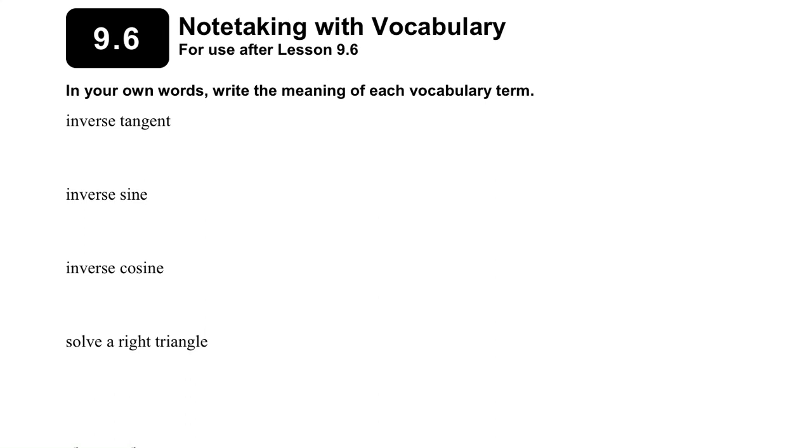Hi everyone, 9.6 today. We're going to learn about solving for right triangles. Yes, I said right triangles. And to do that, we're going to have to find missing angles.